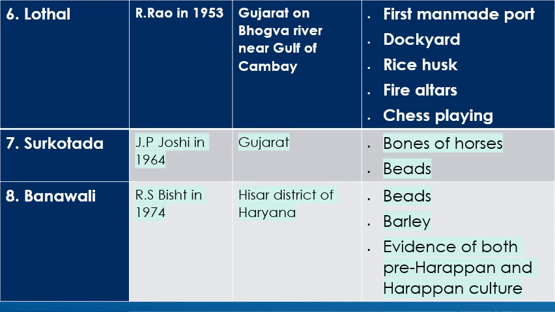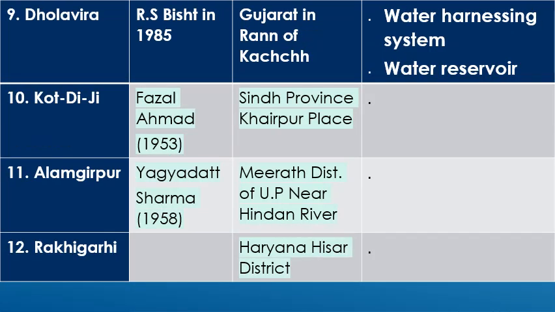Surkotada, J.P. Joshi in 1964, Gujarat. Bones of horse, beads. Banawali, R.S. Bisht in 1974, Hisar district of Haryana. Beads, barley, evidence of both pre-Harappan and Harappan culture. Dholavira, R.S. Bisht 1985, Gujarat in Rann of Kutch. Findings are water harnessing system and water reservoir.